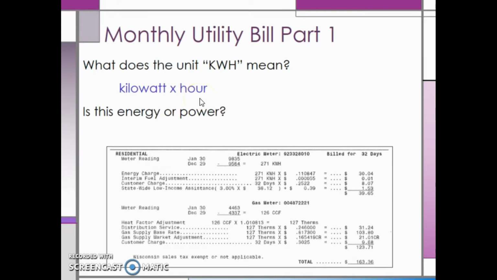Is this a unit of energy or power? Well, it's a unit of energy, since on the bill we are told that our energy charge is for 271 kilowatt hours.